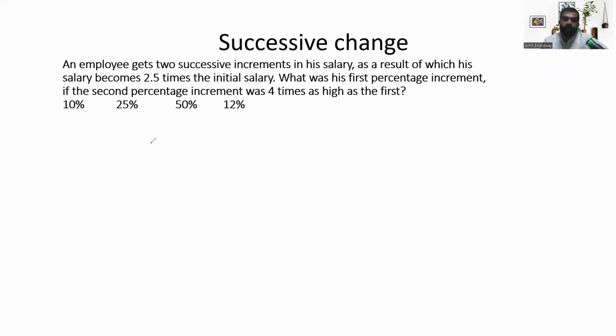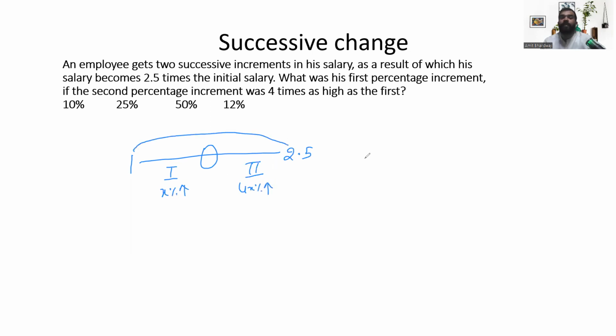Please try to understand. An employee gets 2 successive increments in the salary, which makes the salary become 2.5 times the initial salary. Initial, let's say 1, finally this will become 2.5. Two successive increments means the first increment comes here, the second is right. What is his first percentage increment if the second percentage increment is 4 times as high as the first? Please understand. If this is x% increase, it should be 4x% increase. And the final change is 1 to 2.5. So you have to find out the value of x.